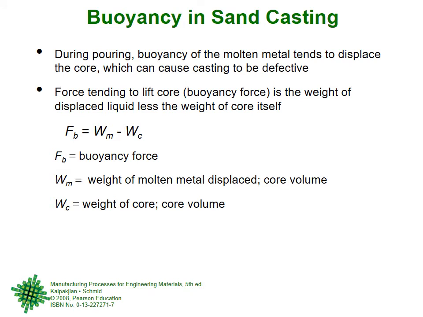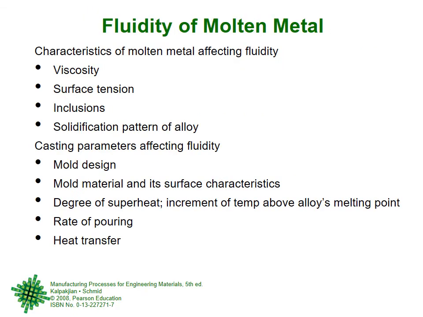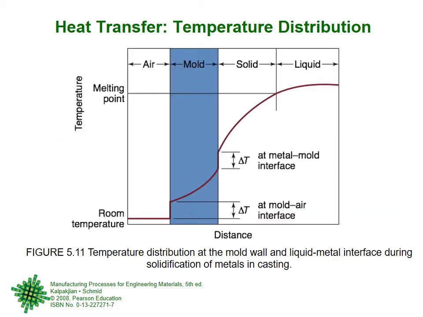Then we talked of buoyancy in sand casting. We gave you the equation FB is equal to Wm minus WC. We explained with the help of Archimedes principle the buoyancy, and that this buoyancy is needed only in hollow castings where we need to make a hole or a cavity inside the casting and we need a core, and this core is floating in the liquid metal. Fluidity of molten metal, very important that the metal should be easy to flow inside the mold, and what are the conditions and so on.